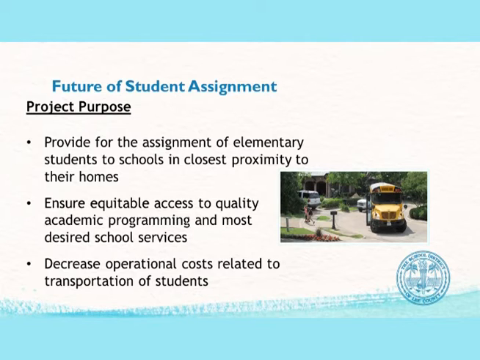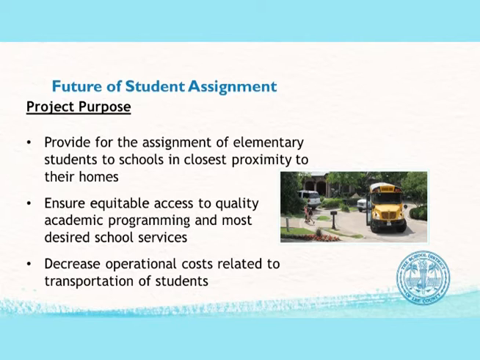So with that said, the purpose of our project is the assignment, and we're looking at elementary schools first, in this first blush of looking at student assignment, assigning elementary students to their closest proximity school. So when you talk about those 17 choices in the East Zone, we're now saying that, well, parents might not have 17 choices. They might have choices of 3 or 4 of the closest schools to their home. So proximity to their home is important.